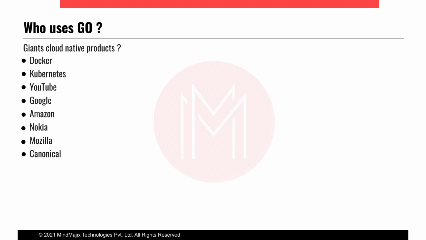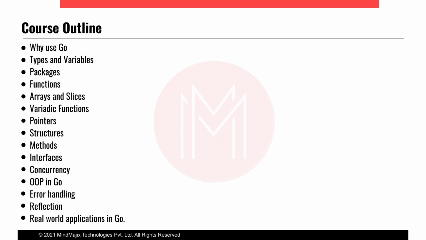Mozilla, the foundation of the founders of Rust, has been using Go as well. The Canonical team, the founders of Ubuntu, have been using Go as well. So these are some of the giants that have adopted Go in their production environment and are successfully running their products.